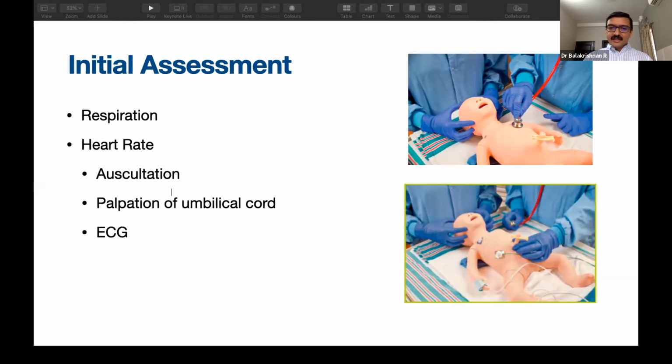The latest NRP introduces ECG electrodes in order to pick up the heart rate early, especially in preterm babies. Pulse oximeter again can be used to assess the heart rate, but it does take a few minutes before we can assess the heart rate through a pulse oximeter.